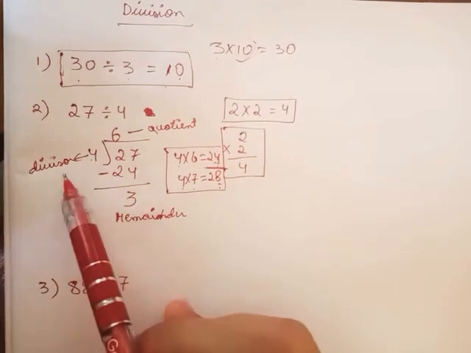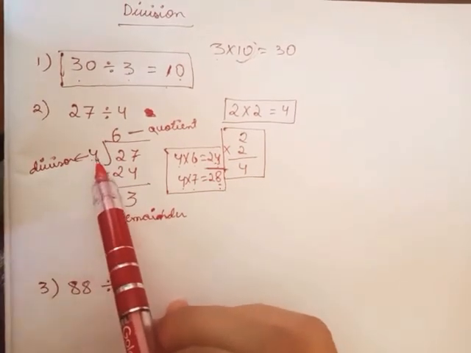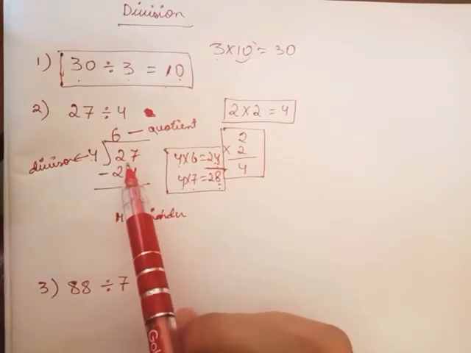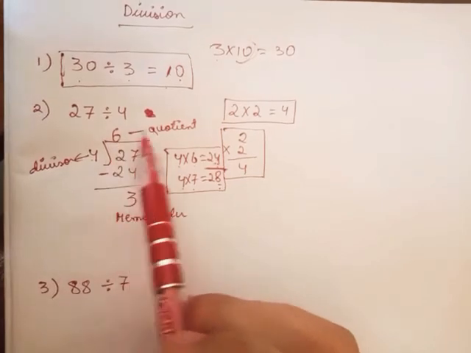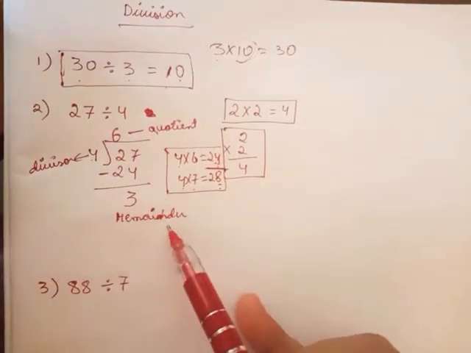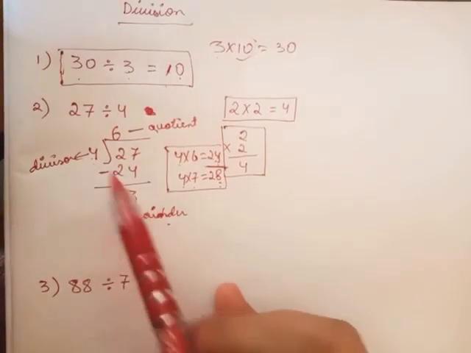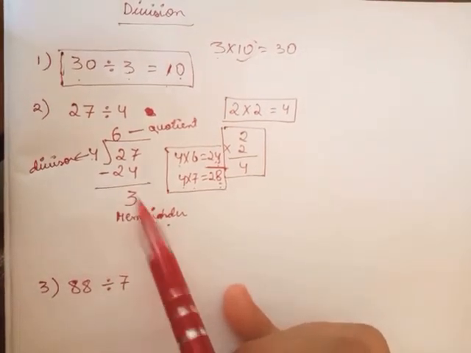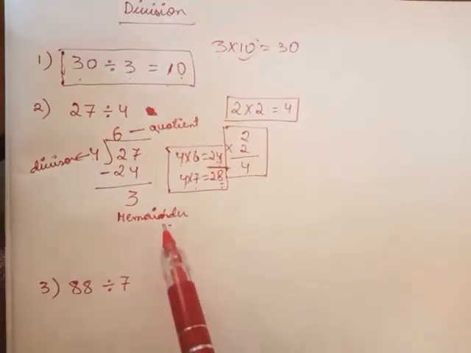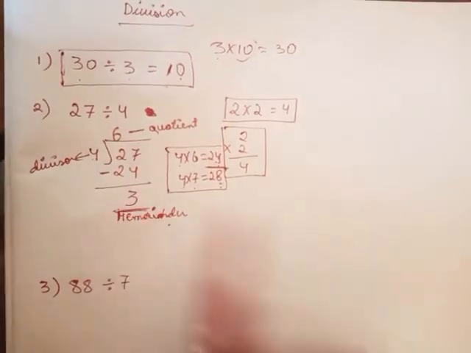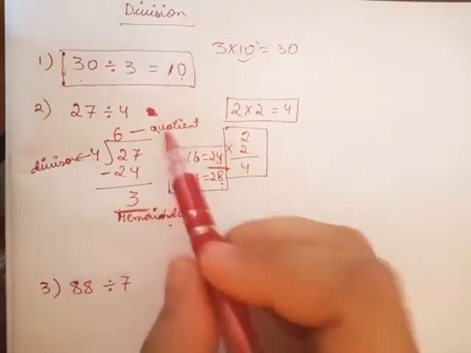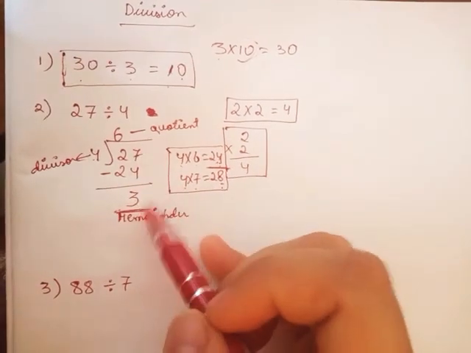This 4 will be called the divisor because you are using this 4 to divide this 27, and this 6 will be called the quotient, and 3 is called the remainder because 4 cannot further divide this 3, since 4 is greater than 3. So this 3 will become the remainder, and this will be the answer. You just have to write like this and show.